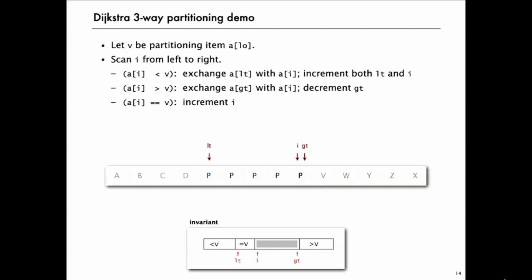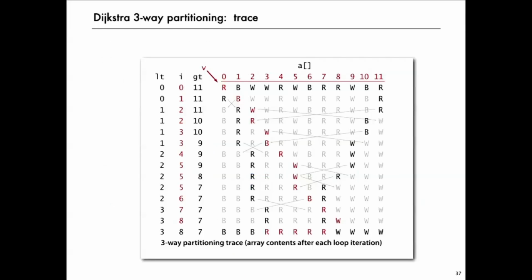And now we're at a point where the pointers have crossed, I and GT have crossed. There's nothing that we haven't examined yet. So our partitioning is complete. Here's a trace of Dijkstra three-way partitioning for his problem, which is when there's just three different values in the file. In our problem, we were treating equal to the partitioning element as one value, less than as another, and greater than as another. And so this trace illustrates how we always make some progress and eventually we get the file sorted.